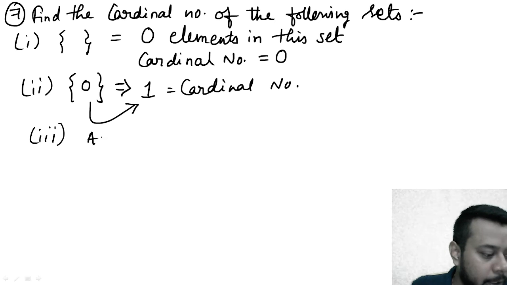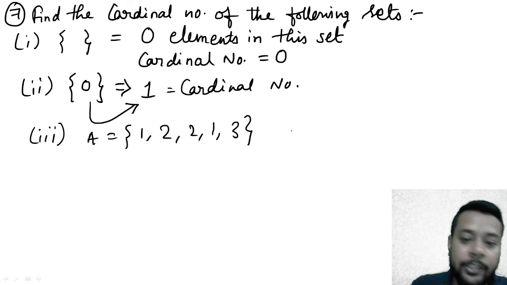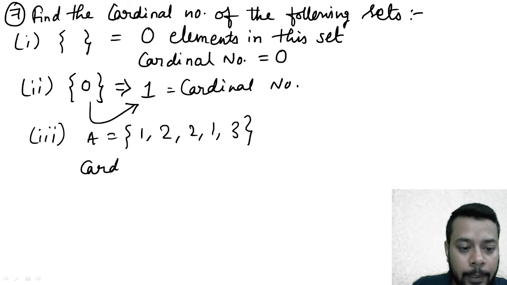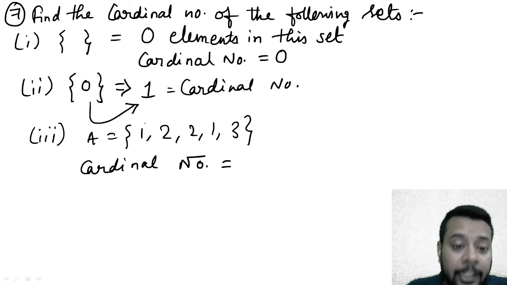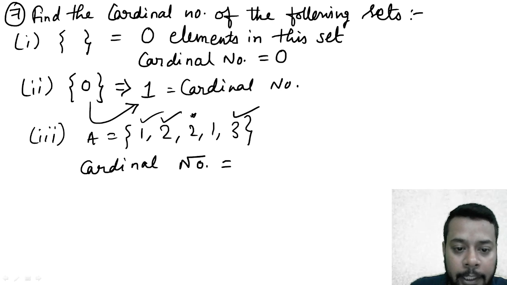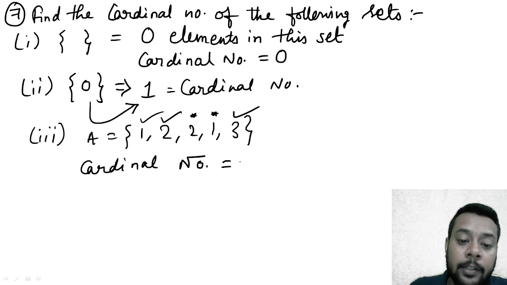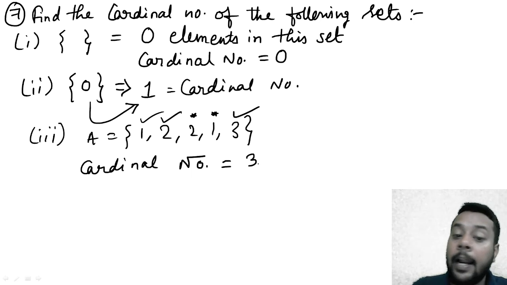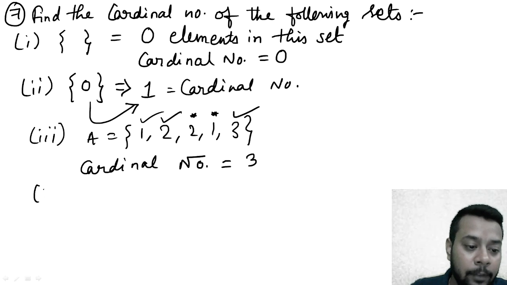If I talk about subpart 3, A equals 1, 2, 2, 1, 3. This is a very interesting question. What will be the cardinal number here? Try to understand. How many different digits can be seen in this set? 1, 2 and 3, because these are repeated digits. So there are only 3 kinds of different digits in this set. We consider the cardinal number as 3 only and not 5. Why 3? Because 2 and 1 are repeated and we don't count them again.